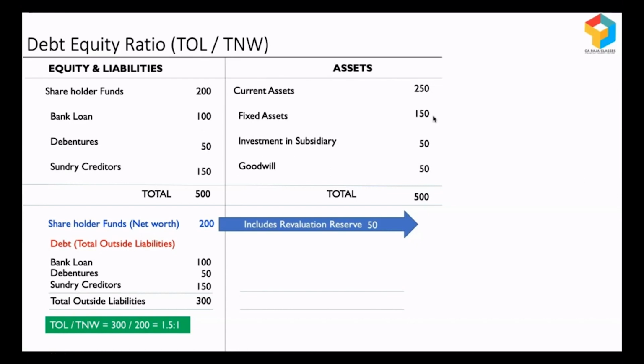But how does the accounting treatment go? You cannot have a lopsided accounting treatment, right? You cannot just increase the asset by 50 million.